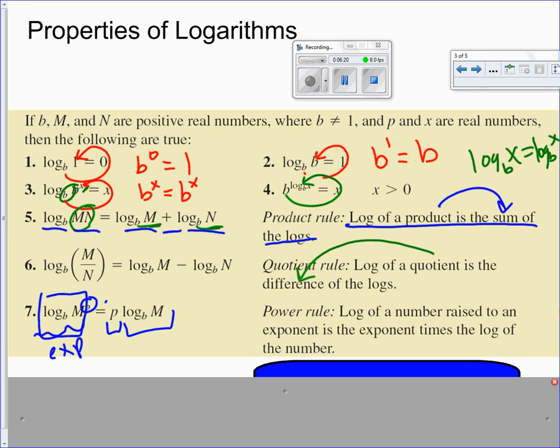So this is your power rule. The logarithm of a number raised to an exponent is the exponent times the log of the number. So if you have an exponent, it's going to turn into multiplication. I want to point to the word times.